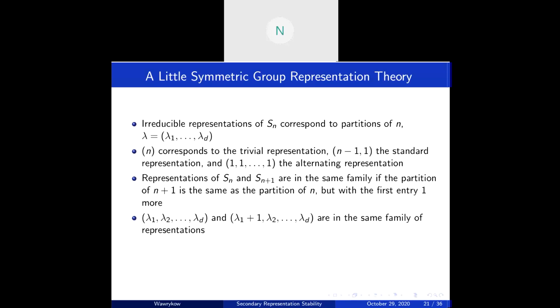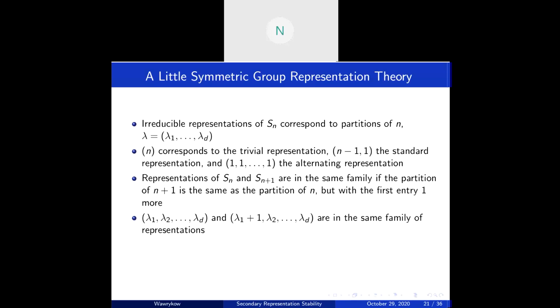So we want to say there's some notion of similarity between representations of Sn and representations of Sn plus 1. Because, right, we have these notions of trivial, standard, and alternating, and a bunch of other things. Well, I never said when I was defining trivial, standard, or alternating that there was really anything weird going on there. It didn't really depend on a dimension. And so this is kind of getting at this and generalizing this a bit better.